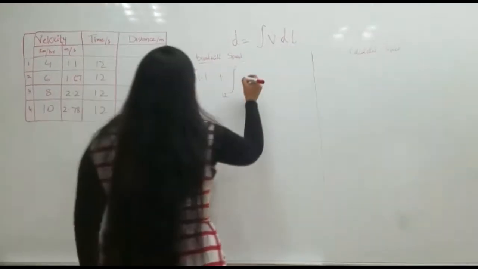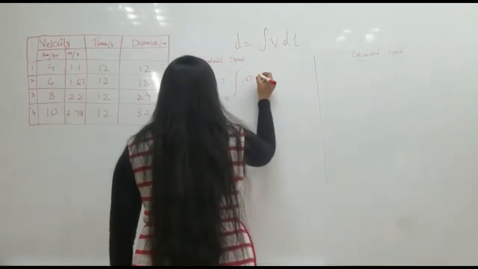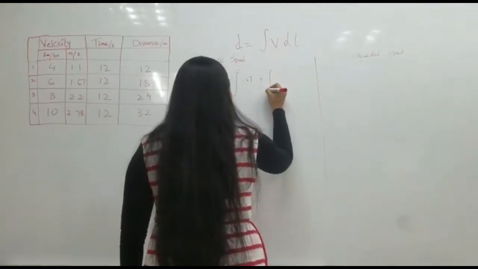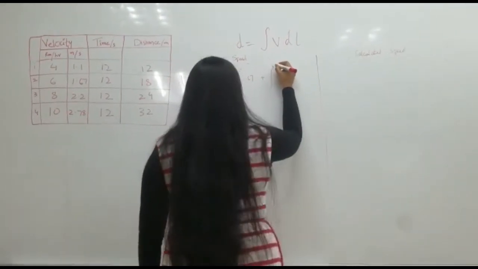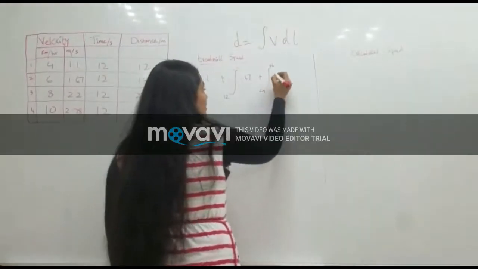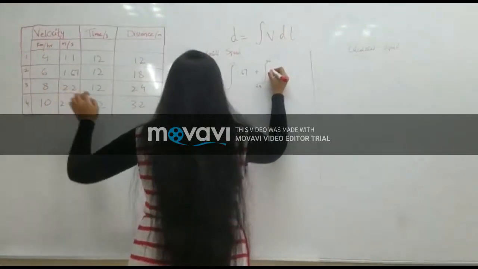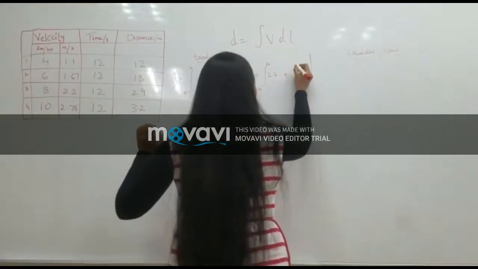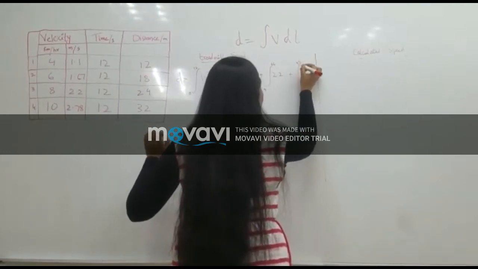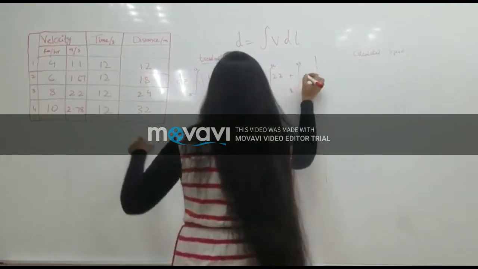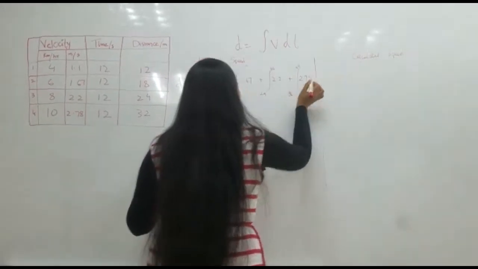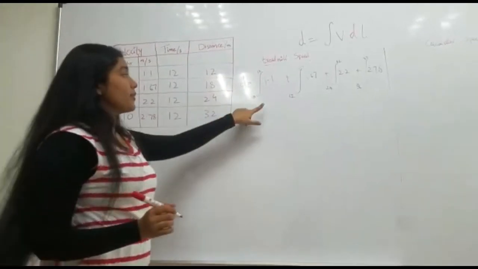The next range is 12 to 24. Another range is from 24 to 36, and the speed is 2.2. The next one is from 36 to 48 and the speed is 2.78. Now we will integrate, right?